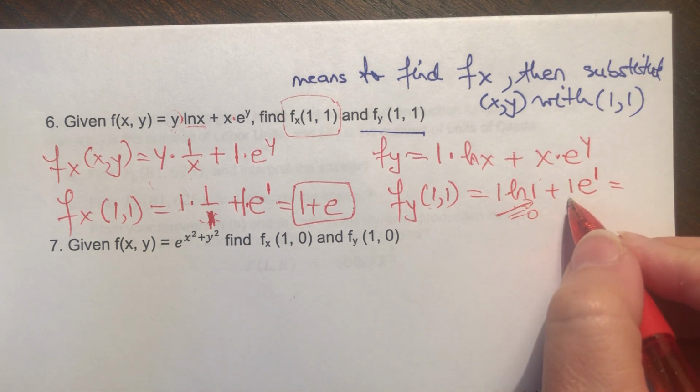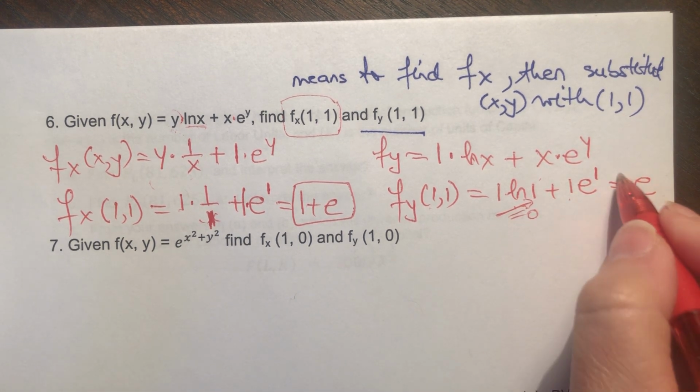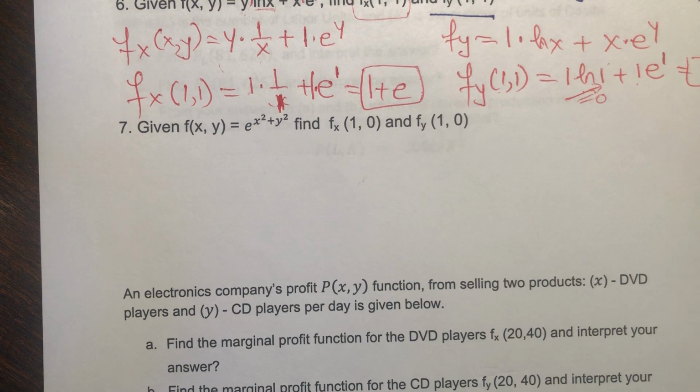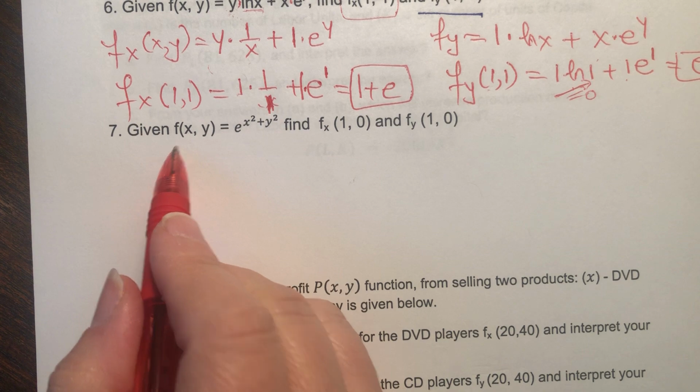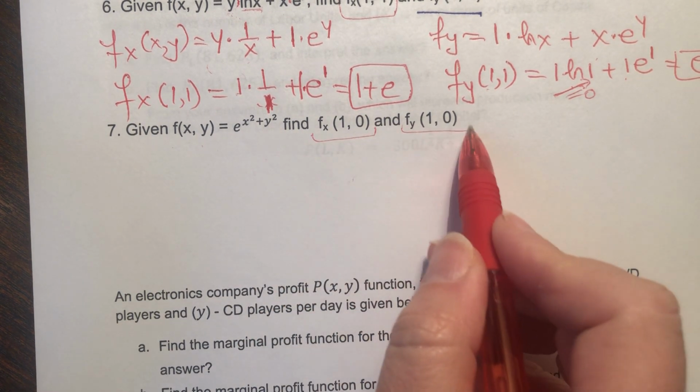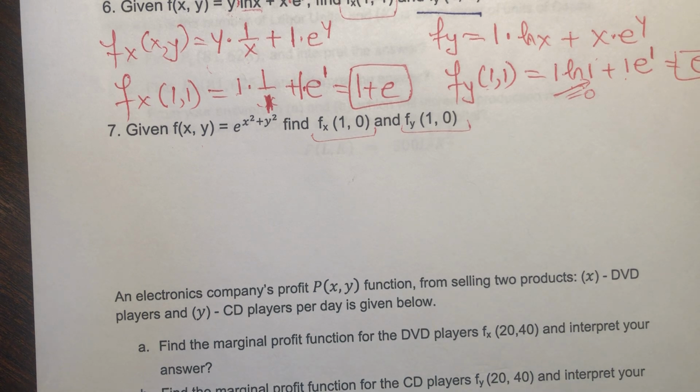And that's just an e. So there's your answer. All right. And one more. Here's an exponential function. Same thing. Find the partial derivatives and then substitute 1, 0 into both.